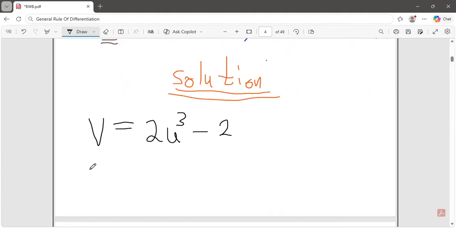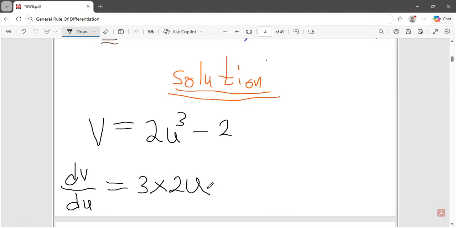So from here, we are going to say that what? Our dV du is going to be equal to, so 3 times 2. Now we can bring the u. Then the exponent is going to be what? 3 minus 1. Okay, good.